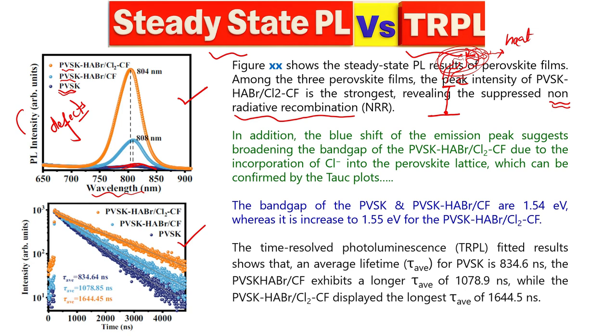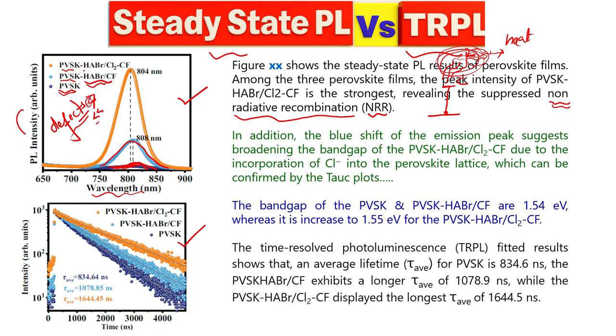So we do not want that in our devices. Here in this pristine structure, there are a lot of defects, so the peak is very low. What happens when we add this material into the perovskite film? The peak intensity increases. So it gives us the message that the defects decrease in this sample. The defects start decreasing.